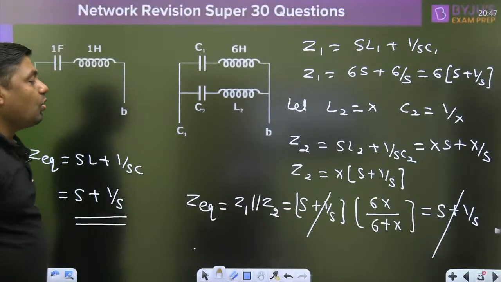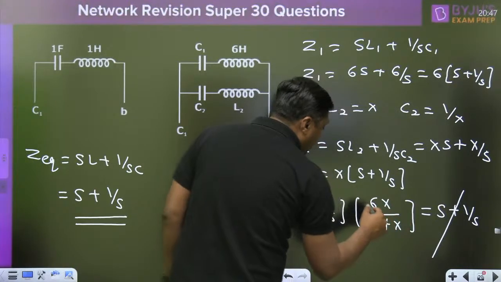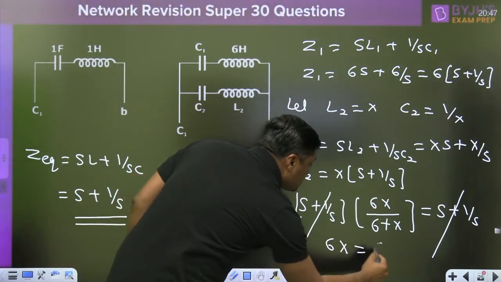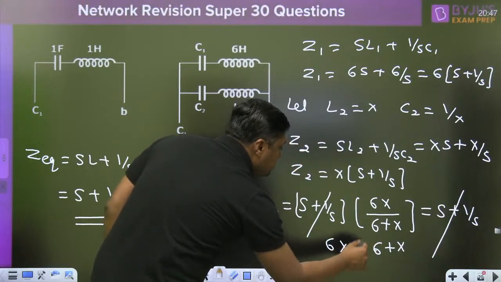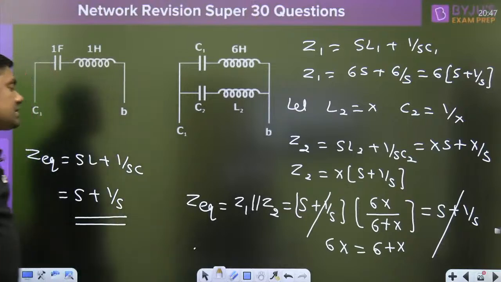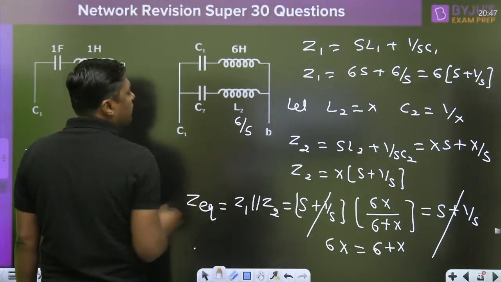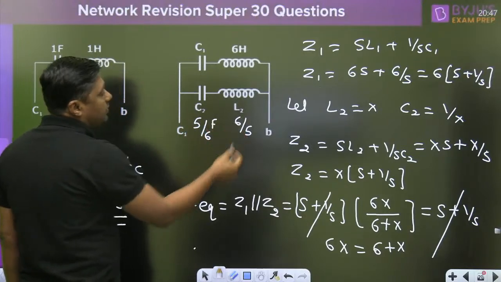Everyone give me the value of the X here. When I am taking the value of the X here, this will become 6X is equal to what? 6 plus X. What is the X here? 6 by 5. So X is 6 by 5, means the value of this is 6 by 5. So what is this? 5 by 6 farad.